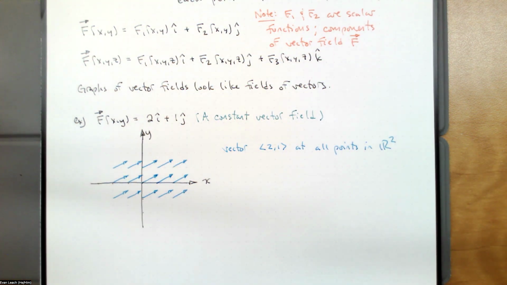I've only drawn a bunch of vectors here. What does it look like? 15 vectors, but there are infinitely many vectors. It's this vector everywhere you look. 2, 1, all over.